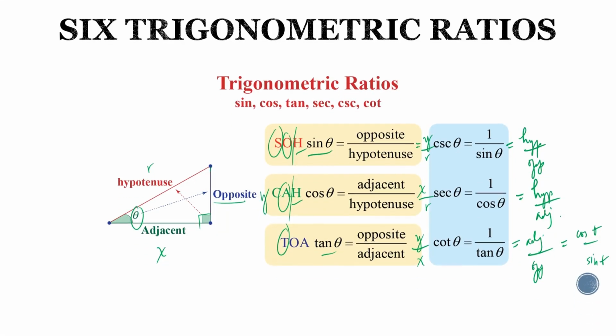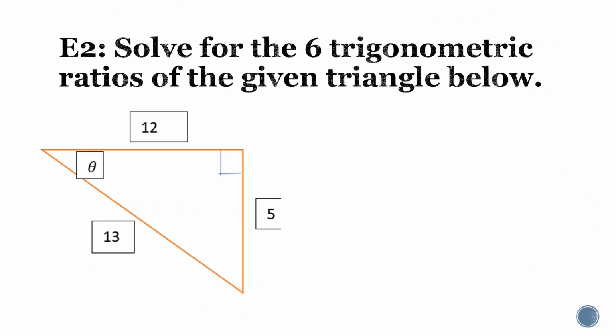So now we're ready to solve the second example for the 6 trigonometric ratios of the given triangle below. So if this is the right triangle given with a 30, 60, 90 degree angle, the opposite of the central angle has a length of 5. Then opposite of 90 degrees is 13, the hypotenuse. Then the adjacent side will be 12.